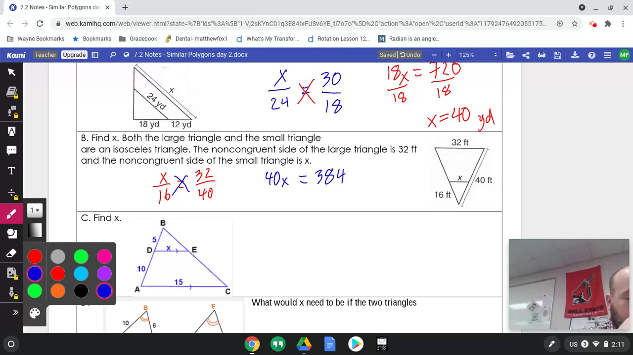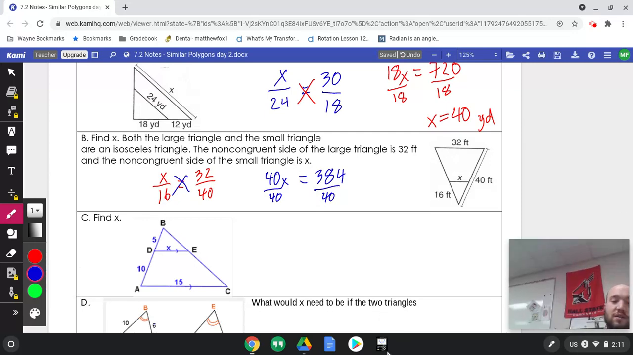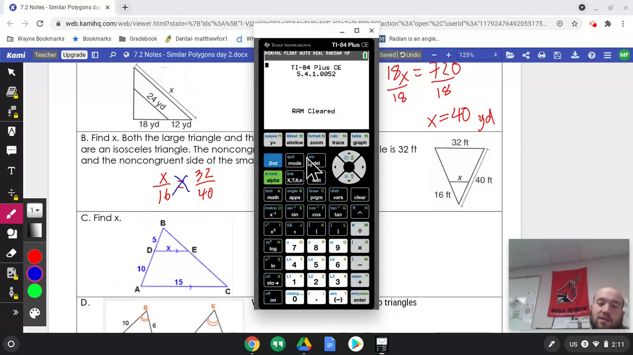32 times 16 gives us 384. And if you can't do that one in your head, that's totally fine. Just solve it using a calculator. Okay, divided by 40, divided by 40. Now this one, it's not going to come out evenly, but that's okay. Decimals are still real numbers. So 384 divided by 40. Oops, I think I did that wrong. 384 divided by 40. And we get 9.6 as our answer.